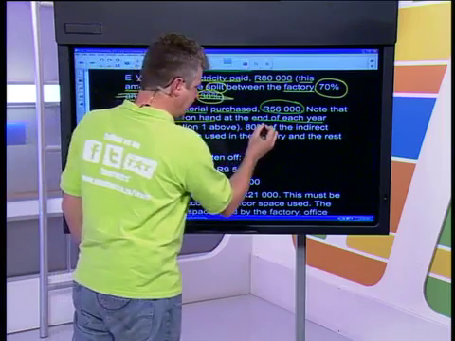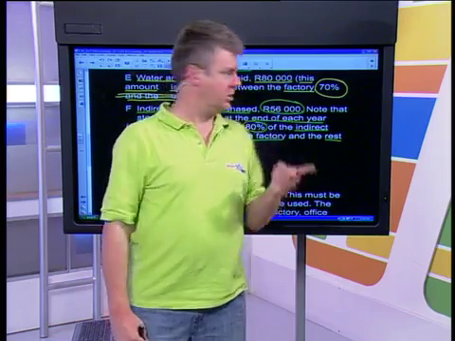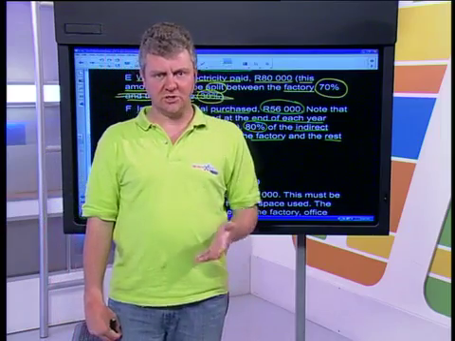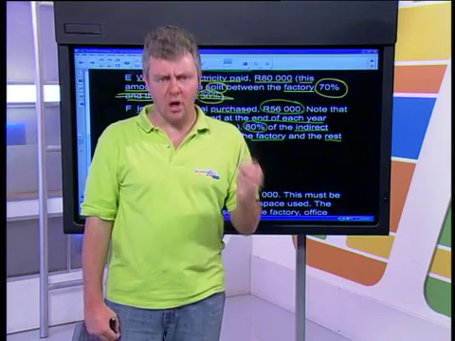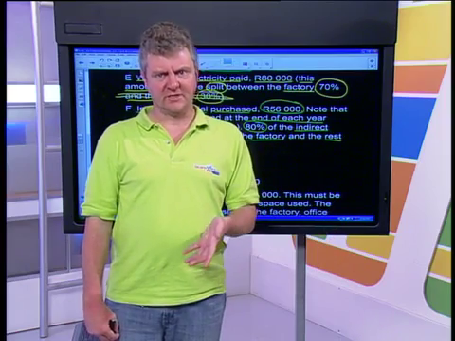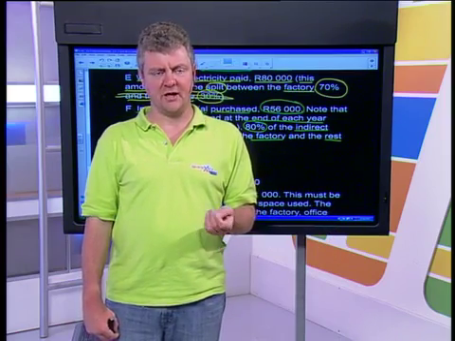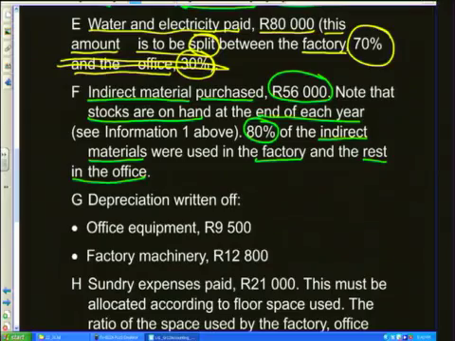And then they tell us that 80% of the indirect material were used in the factory and the rest was used in the office. So we're going to apply the same principle that we applied in the previous adjustment or the previous transaction. We are told that 80% of the indirect materials are used in the factory, and we only care about the factory costs here because we're doing factory overheads, remember? We're not doing the adjustments for the income statement or for the statement of financial position of this manufacturing company, only dealing with the factory overheads. So the amount that has to go in here is the indirect material purchased of 56,000.